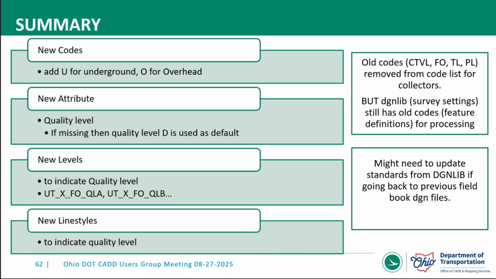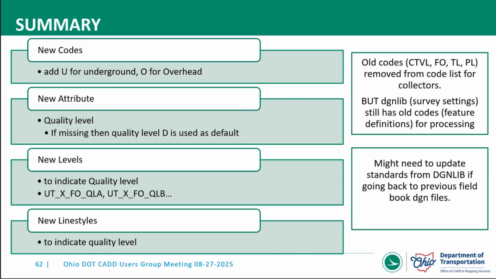We made new levels and new line styles. So to recap everything, in case you didn't hear me: new codes. Those new codes have a new attribute called quality level. Again, if it's not there, it'll just use a default of D. With that come new levels, so you're going to be able to turn on and off the different quality levels. You'll see a bunch more levels in there, as well as new line styles for those new levels or new display. The old codes have been removed from the code list for the collectors, but we left them in the dgen lib, so those old codes will still process.